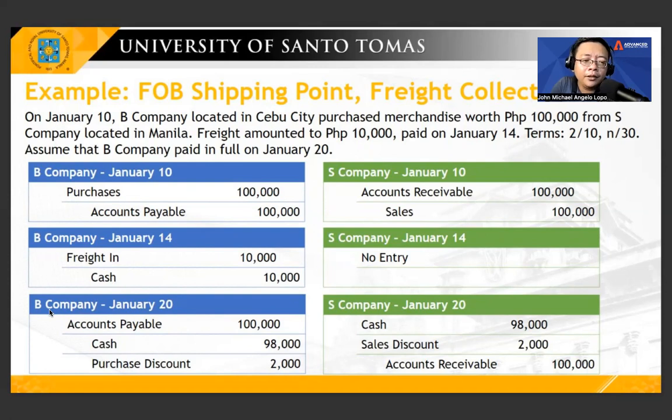Big company, okay, so, nagbigay siya ng discount of 2%. So, 100,000 times 2%, you have 2,000. So, accounts payable of 100, binayad mo ng 98. So, you have 100. Okay. And on the part of the S company, cash of 98, sales discount of 2, and account receivable of 100. Okay? Alright. Napakadali kung FOB shipping point, freight collect, kasi nga nagbayad niyan ay buyer din.